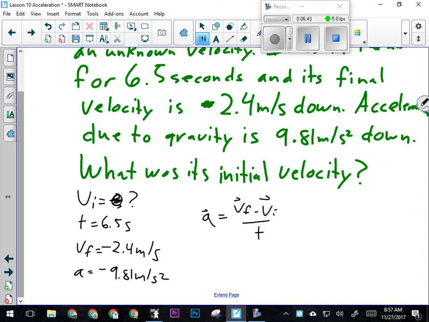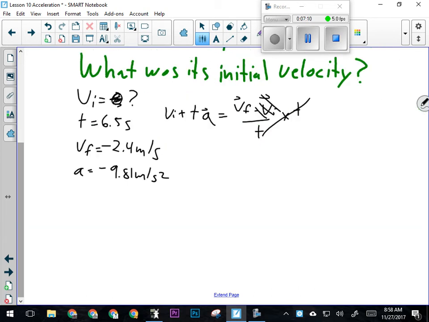Same rules apply. I still want to move T first because it's not attached to any of these things. So I'm going to multiply both sides by T. We got T times A over here equals the change in velocity. So rather than solve for VI when it's negative, I'm going to bring VI over to this side by adding it. So I got VI plus T times A equals VF. I know we're looking for VI, but we'll get there.